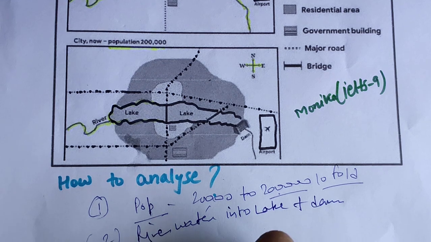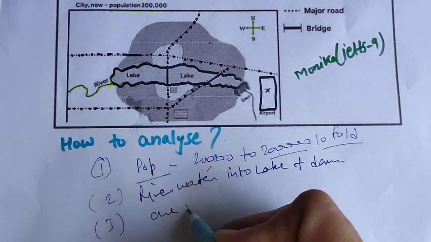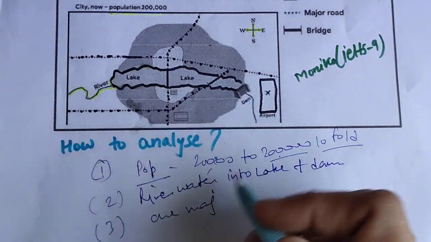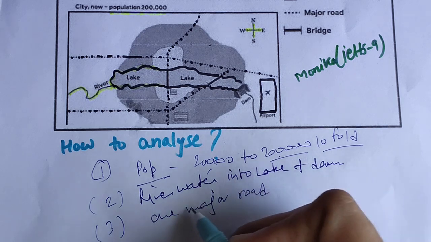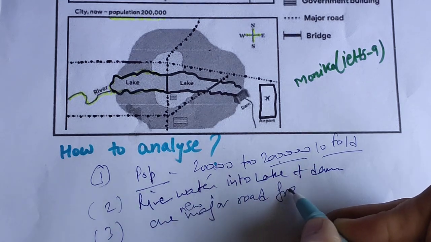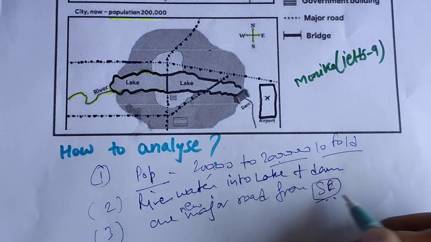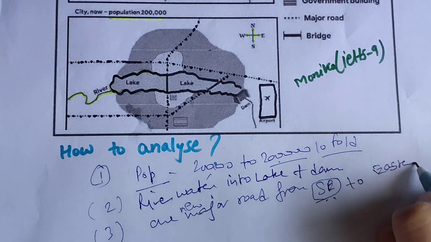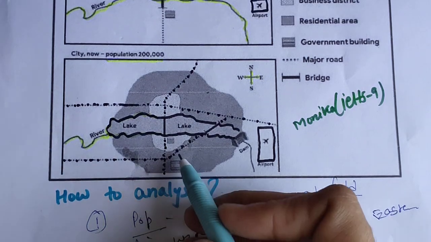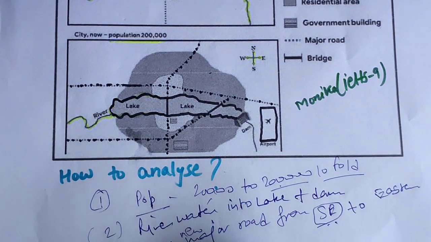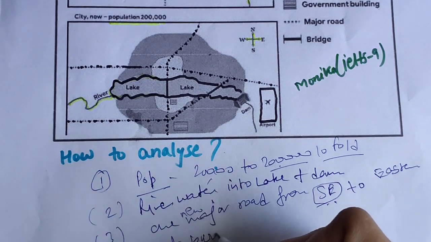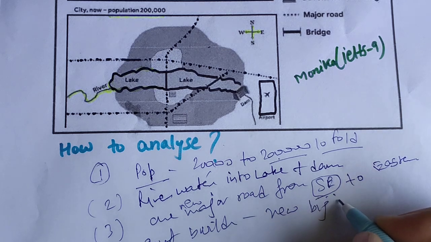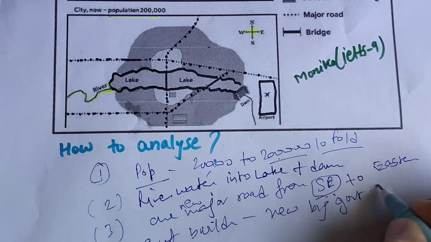Third, one major road. You can write your notes so that you will be looking at these notes while explaining this map. One new road from southeast to the eastern side of the map. I am writing it in short, you can write it properly. Now the fourth improvement is the government building. A new big government office building has been created.